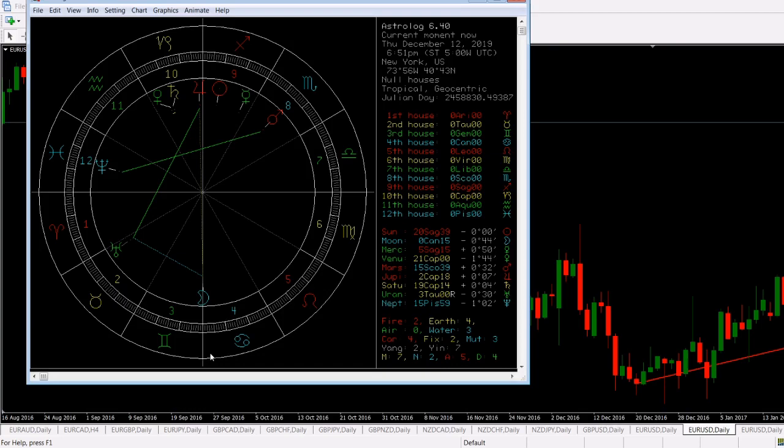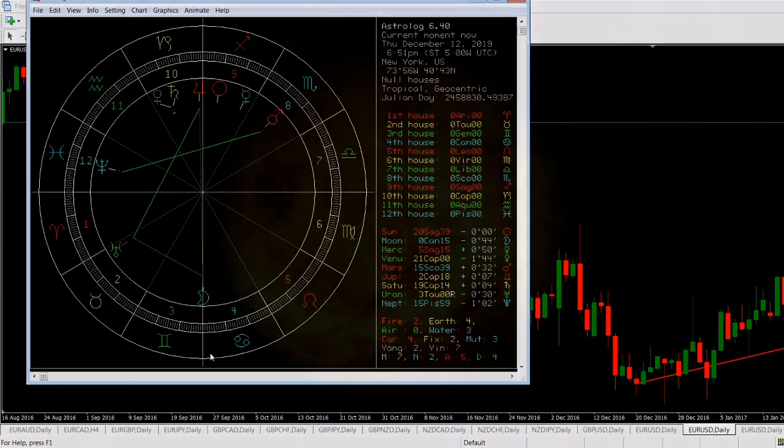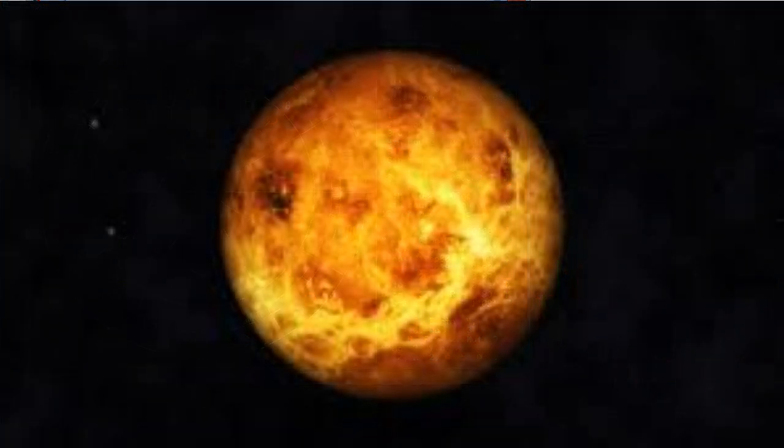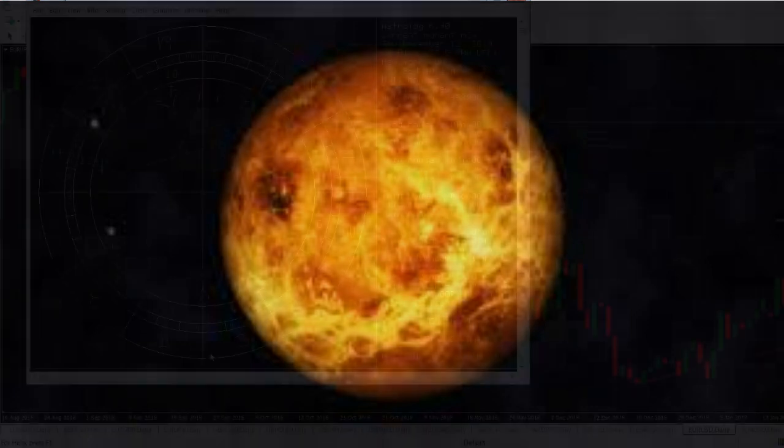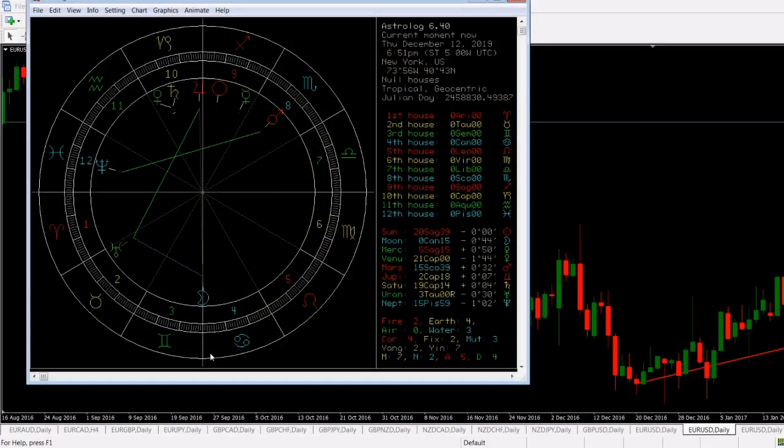The ruling planet of Euro-USD is Venus. So, in order to determine future price reversals of this pair, we first have to find the round number of Venus position when reversal occurs. I usually find it using a simple application called Astrolog version 6.4. You can see it over here. That's the one. So Astrolog looks like that, as you see.